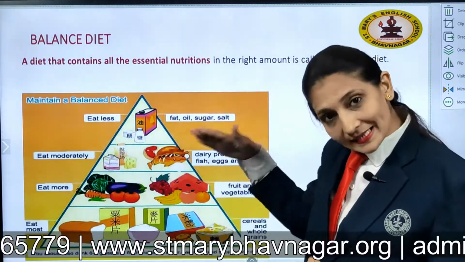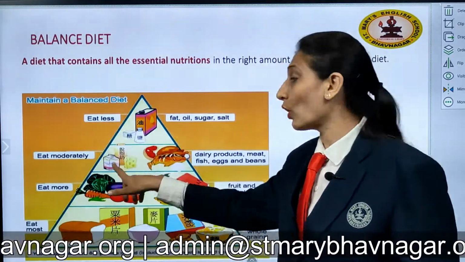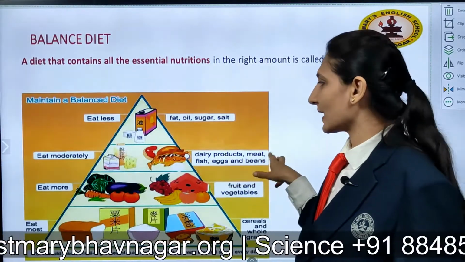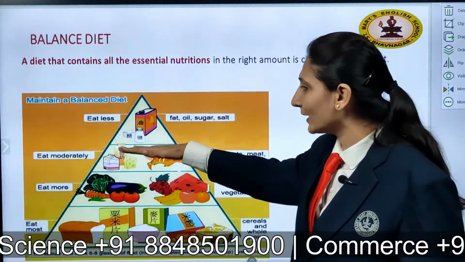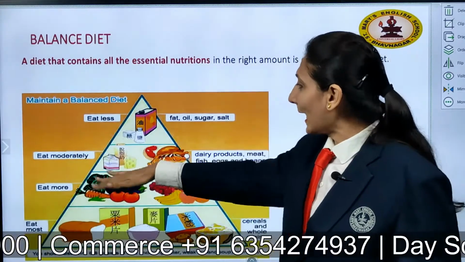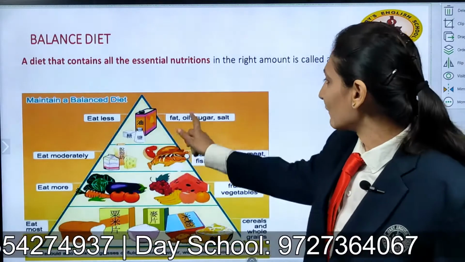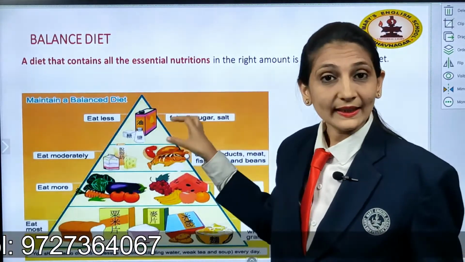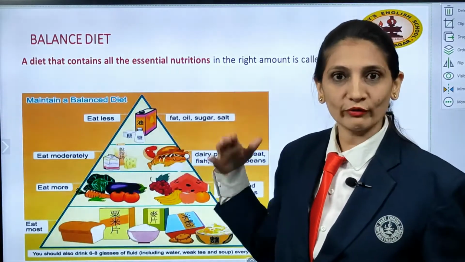After that, in a smaller amount compared to this, eat moderately. What you have to eat moderately? That is dairy products, meat and fish, eggs and beans, means protein rich food. In short, these protein rich foods you have to eat moderately. And in the least amount, children, what you need to have? That is fat rich food, means oil, sugar, salt, ghee. Yes, even fast food, because from that also you are getting more fat, right?